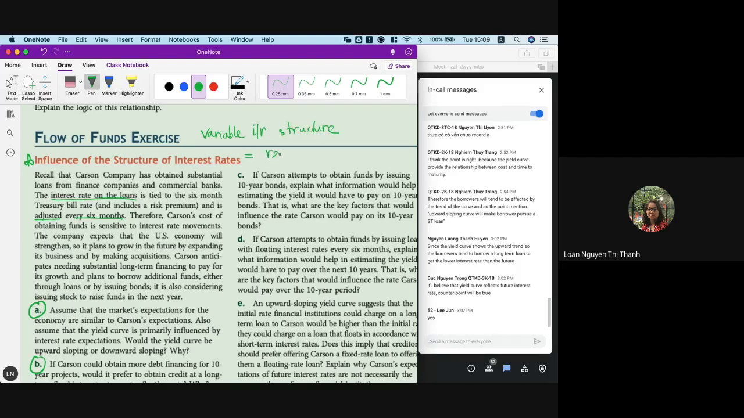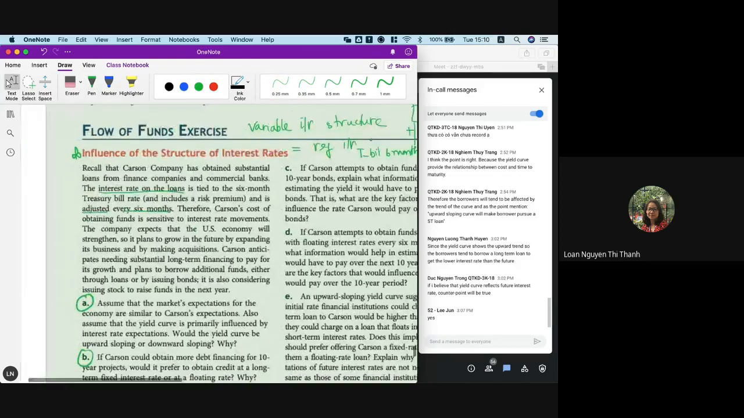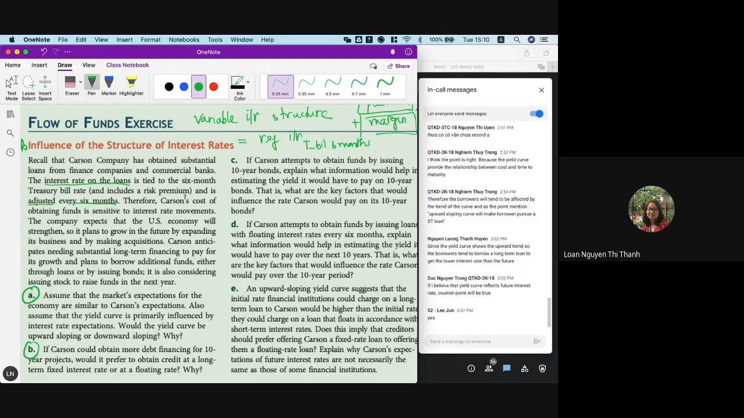It will be based on a reference interest rate or market interest rate, in this case the 6-month treasury bill, plus some margin or premium. Margin or premium means some points or some percentage. The premium or margin reflects the additional risk of the Carson company compared with the risk-free rate. It's the risk-free rate, and it is a margin. Okay, variable rate every 6 months.